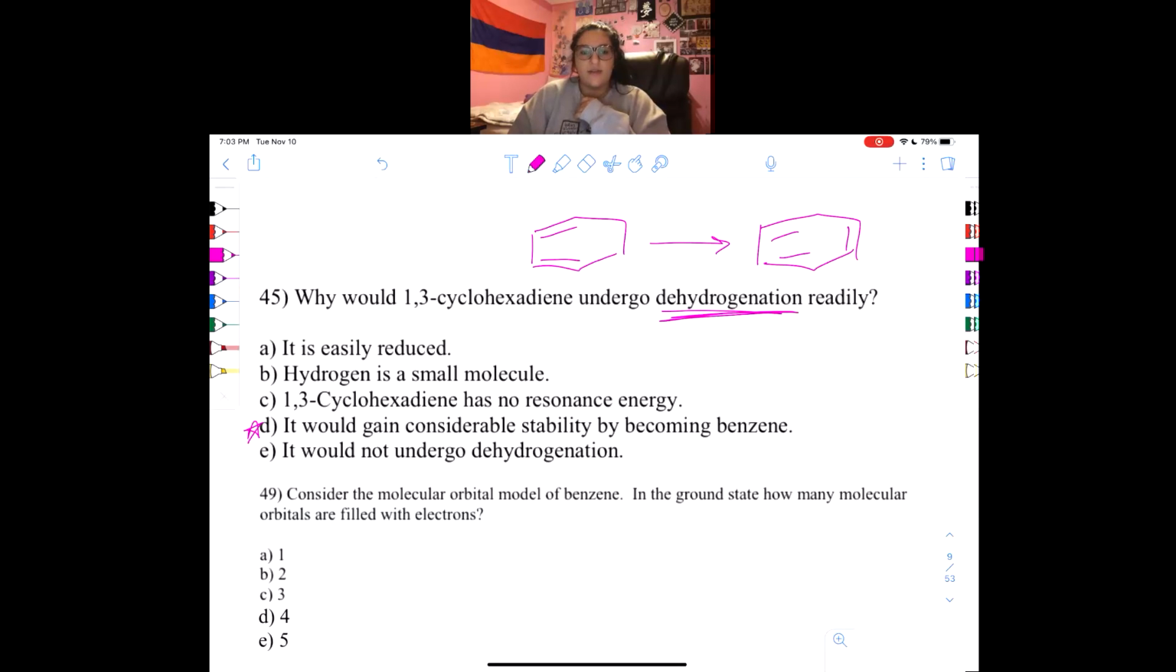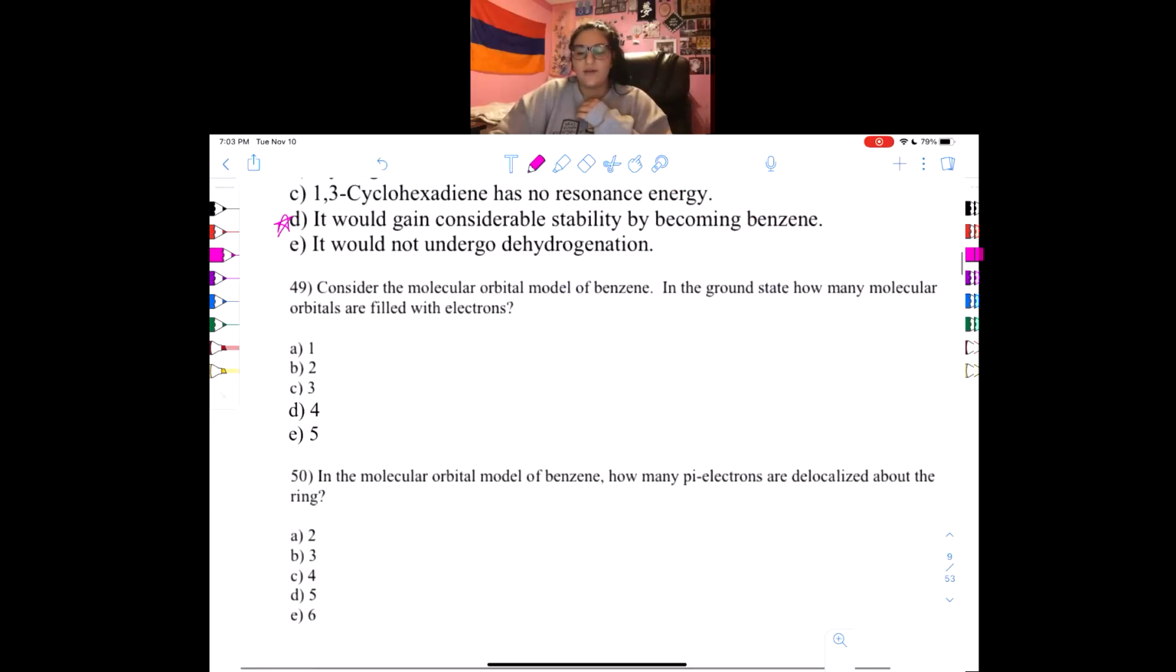All right, I included a bajillion MO theory practice problems. We're only going to do like 3 or 4 of them, and then I'll just give you the answer for the rest. So, consider the molecular orbital theory of benzene. In the ground state, how many molecular orbitals are filled with electrons? So you guys tell me. 3, exactly.